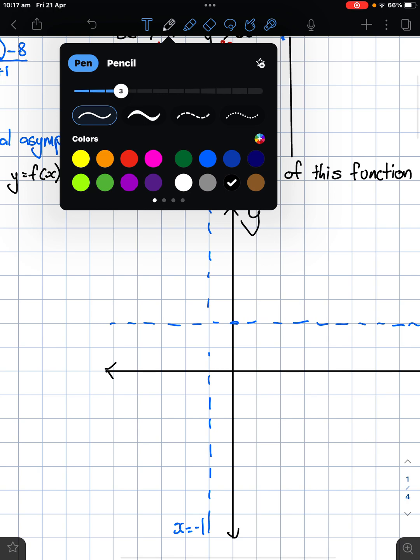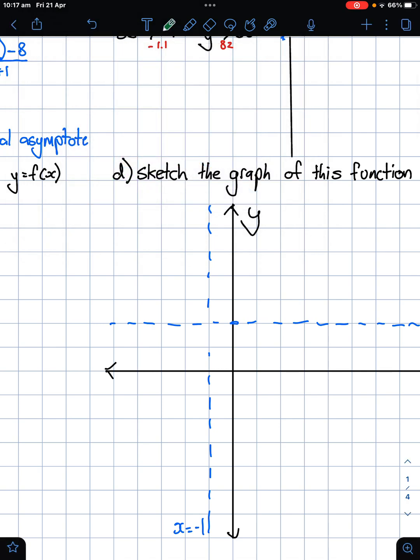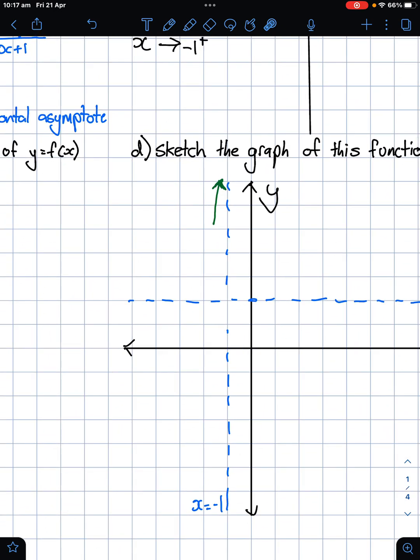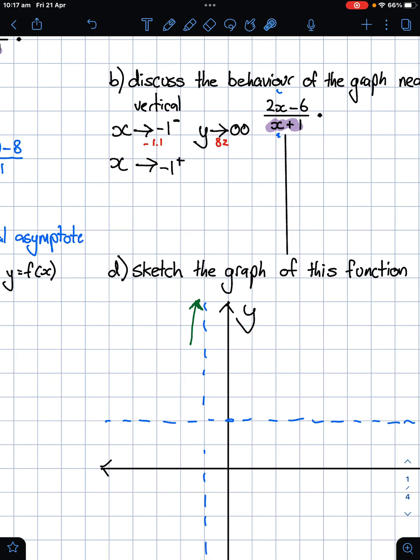So let's just pick this green we're going to graph with. And so up here, I know when I approach from the negative side, I'm approaching infinity. Now let's go to the next one. So if we approach that x negative 1 from the positive side, so that means we're coming from this side here, we're going to see what we get.